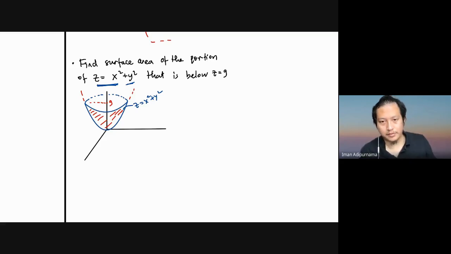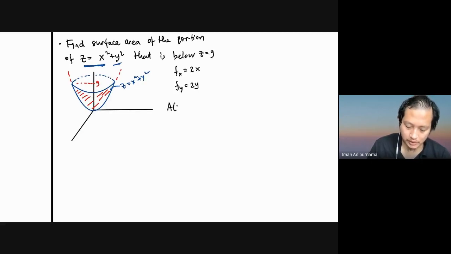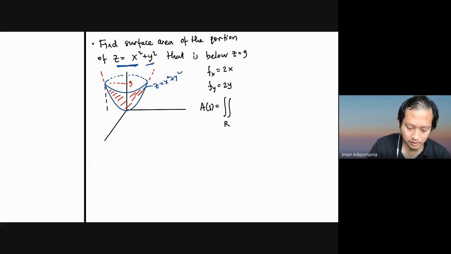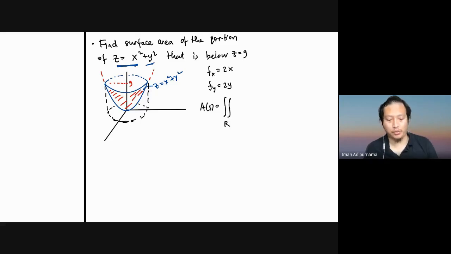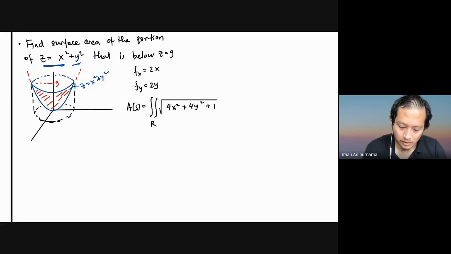Now how to solve this? Probably we can try to find the partial x is 2x, partial y is 2y, and probably we can take some, let's make this r. Okay, so this is r. So if you project the parabola into the xy plane, it will be a circle equation, right? So let's write the equation first. This will be square root of 4x squared plus 4y squared plus 1. And let's say it's dA.